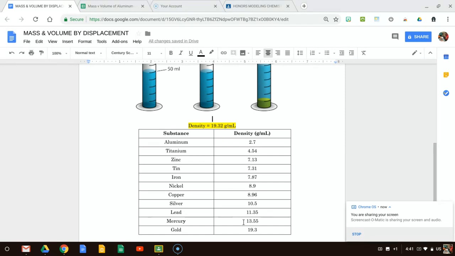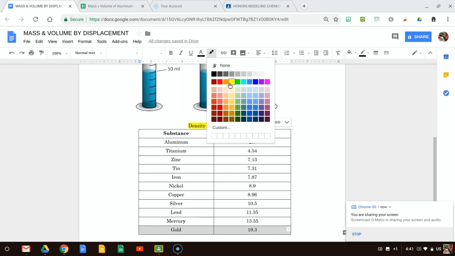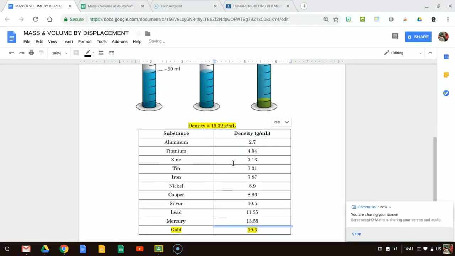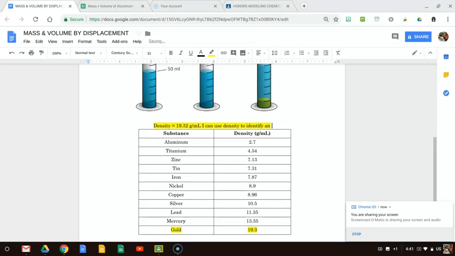So it's not going to be up here. Oh, right here, gold. It looks like the density of gold matches the density of my unknown object. What we could say here is that density is a specific characteristic property of all substances. I can use density to identify an unknown. And we just did that.